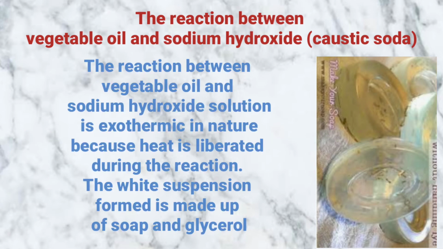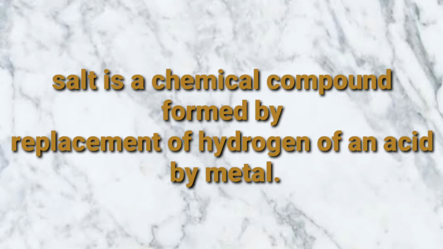Okay, so the reaction between vegetable oil and sodium hydroxide solution is exothermic in nature because heat is liberated. During the reaction, the white suspension formed is made up of soap and glycerol. So you can notice one thing very clearly from all this discussion, that the salt is formed by replacing the hydrogen in an acid by a metal atom. So we can define the salt in one more way, that salt is a chemical compound formed by replacing hydrogen of an acid by a metal.